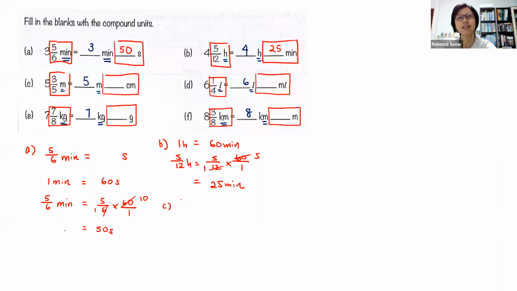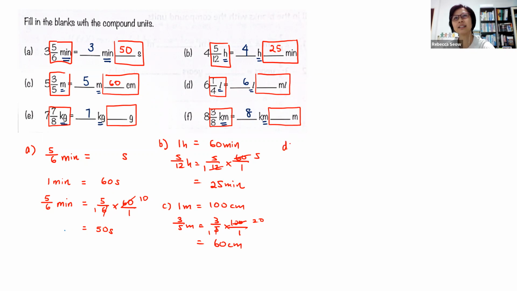Looking at C, we are looking at a conversion between meters and centimeters. So 1 meter equals 100 centimeters. 3/5 meters would be 3/5 multiplied by 100. So we do simplification, 60 centimeters.